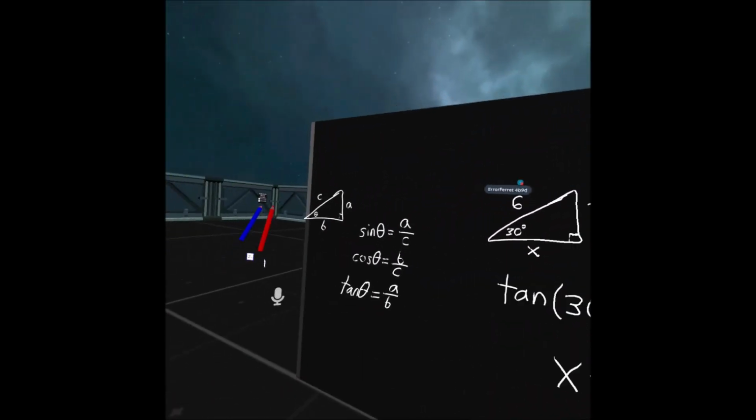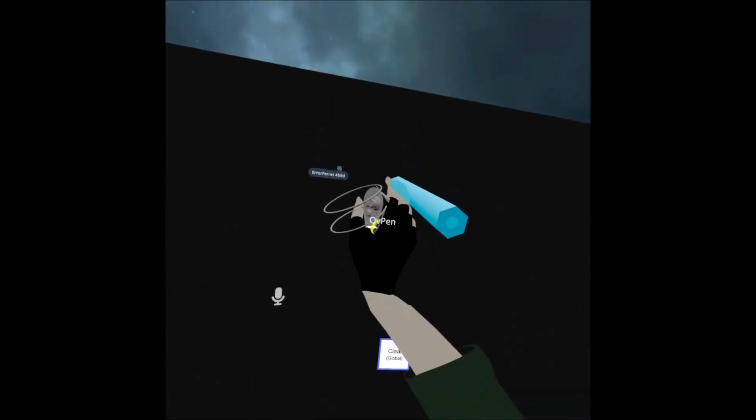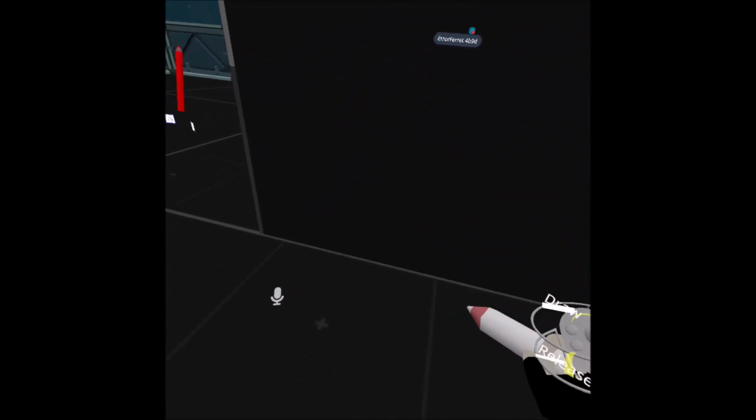Yeah, that's pretty much it. So that's for that concept. Let me go ahead and clear the whiteboard. It's not even a whiteboard, it's a blackboard actually.